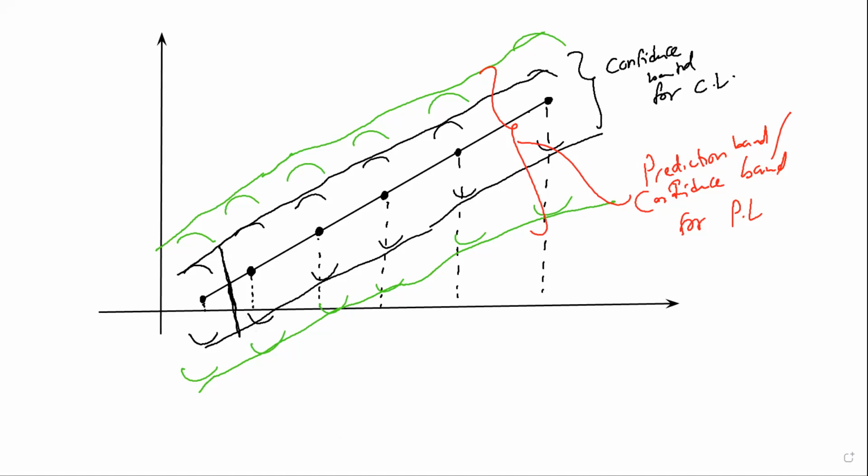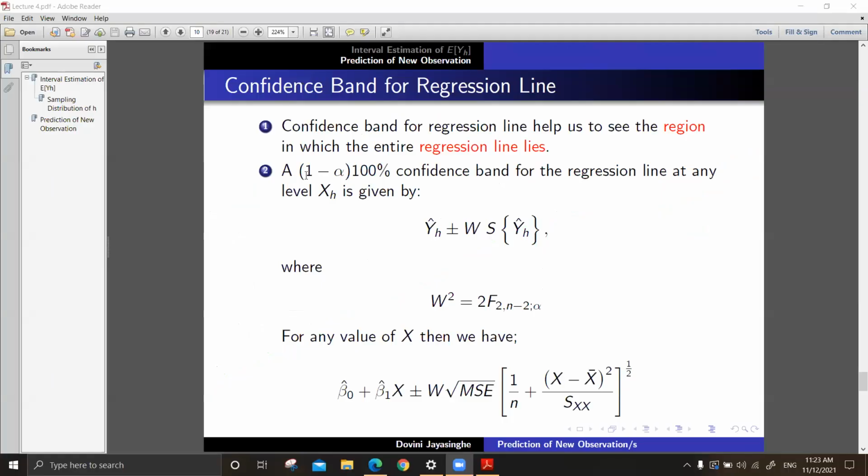That is how we do. So that is why it says, just because this is a continuous line, it gives an idea about the entire regression line rather than just the X level. That is the meaning of that sentence. So the 1 minus alpha 100% confidence band for the regression line at any X level is given by this formula.